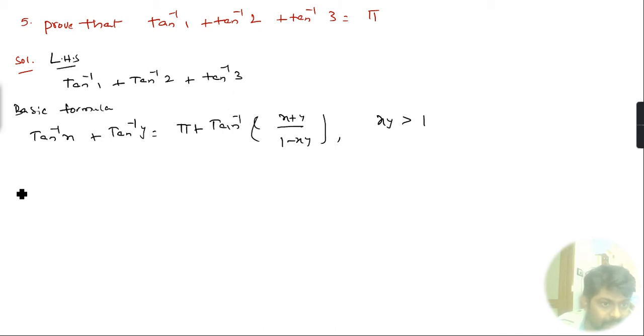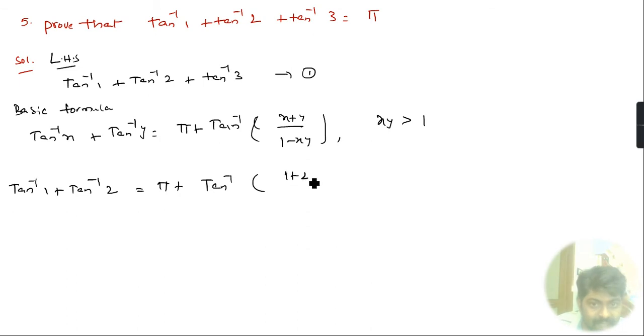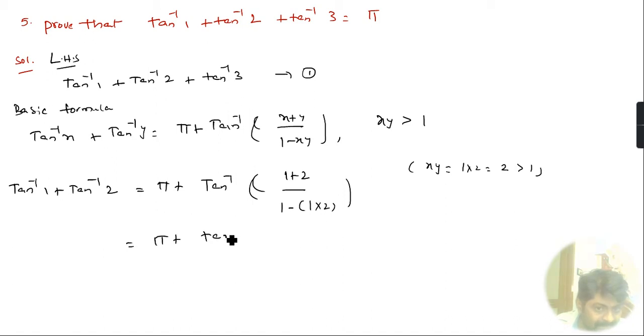So first, tan inverse 1 plus tan inverse 2, if it is taken as 1, that is equal to pi plus tan inverse of (x plus y) by (1 minus xy). The x value is equal to 1 here, so that is 1 plus 2 by 1 minus 1 into 2. Here xy is equal to 1 into 2, that is 2, and 2 is greater than 1, so that is equal to pi plus tan inverse of 1 plus 2, 3.